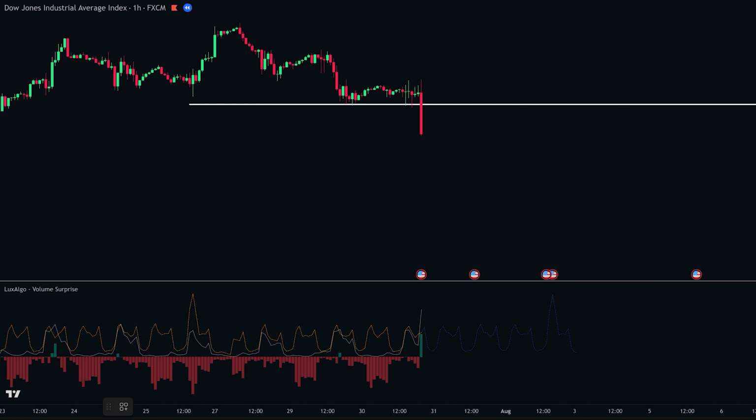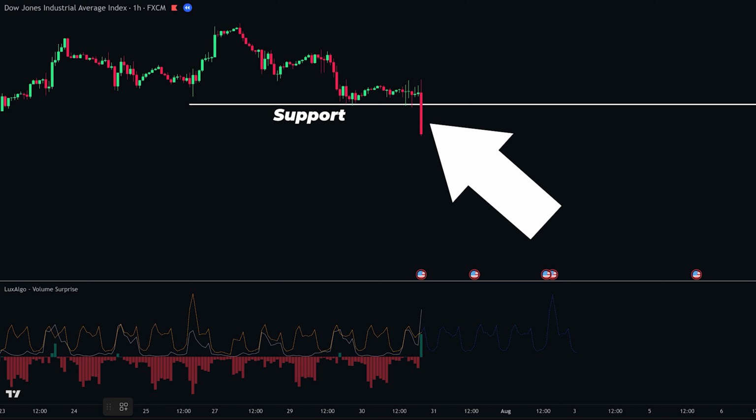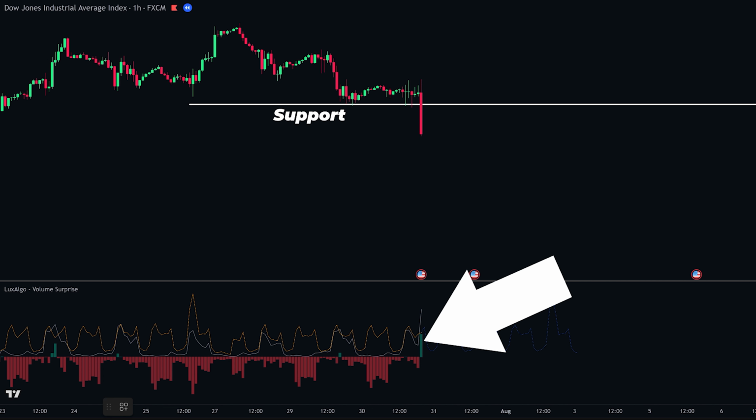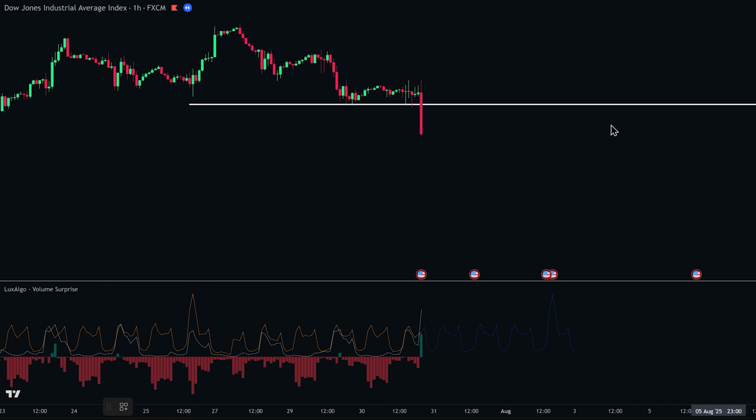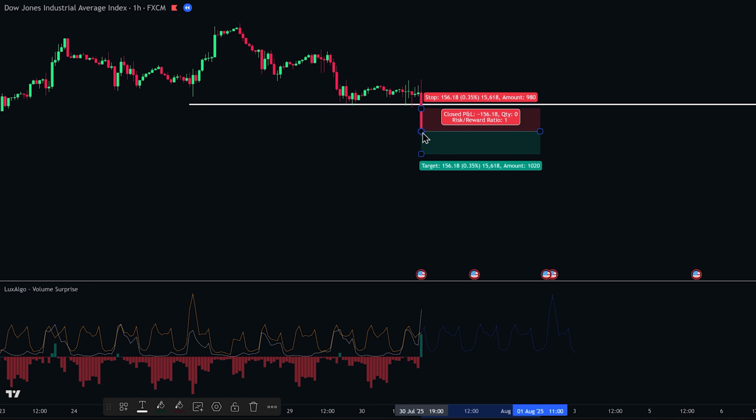For a sell trade, simply flip the logic. Identify a support zone or the lower boundary of a consolidation range. When price breaks below that level, check the volume surprise indicator. If a green spike appears on that breakout candle, it confirms strong selling pressure and validates the bearish move. Enter your sell at the candle close.